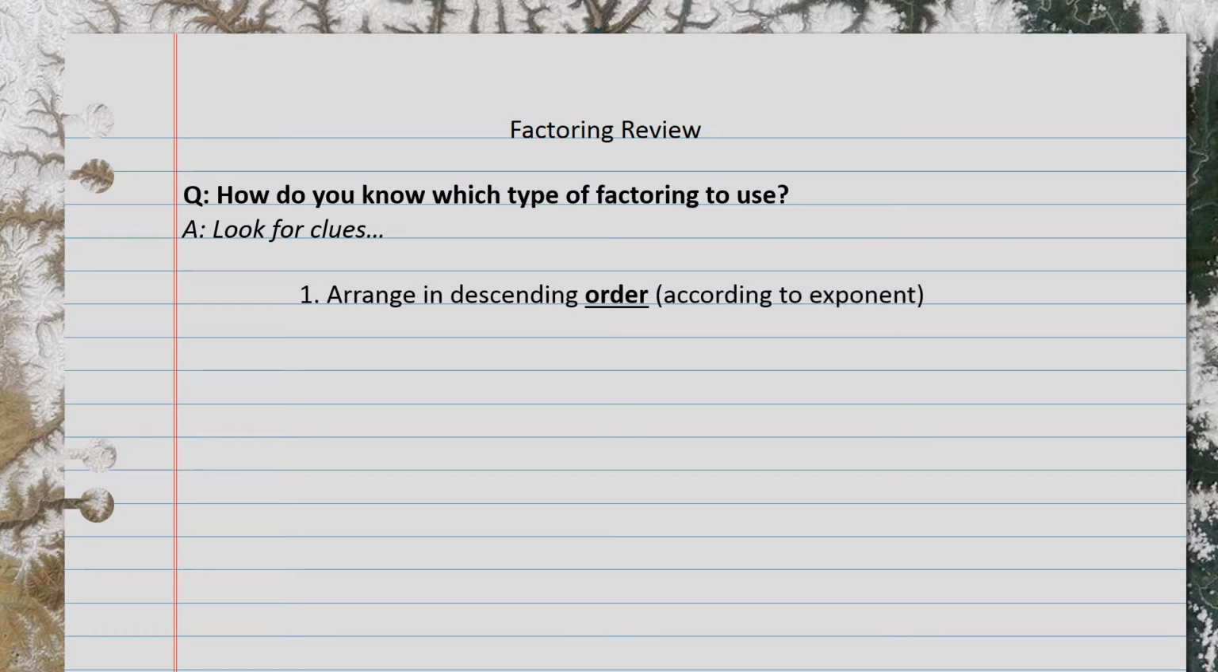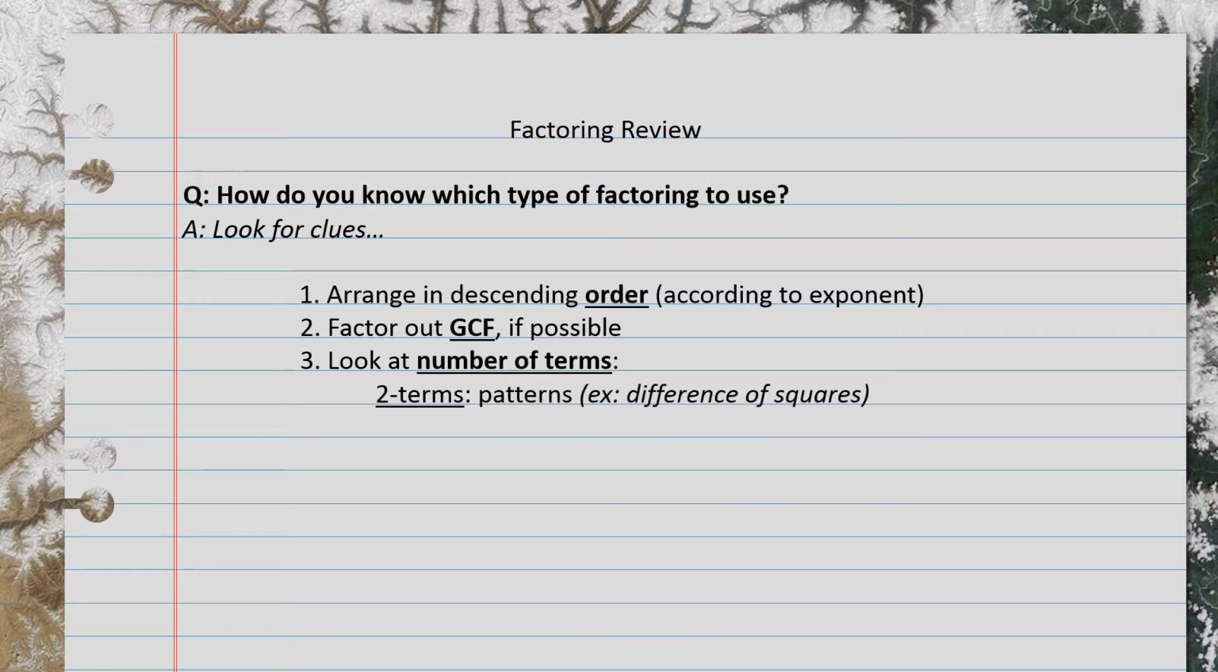First, make sure it is arranged in the correct descending order. And by descending, I mean according to the highest exponent first. Second, we factor out the GCF, the greatest common factor, if possible. Third, we look at the number of terms.